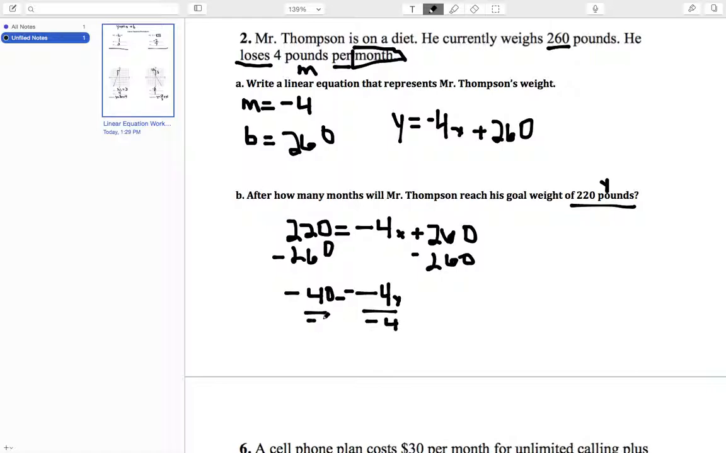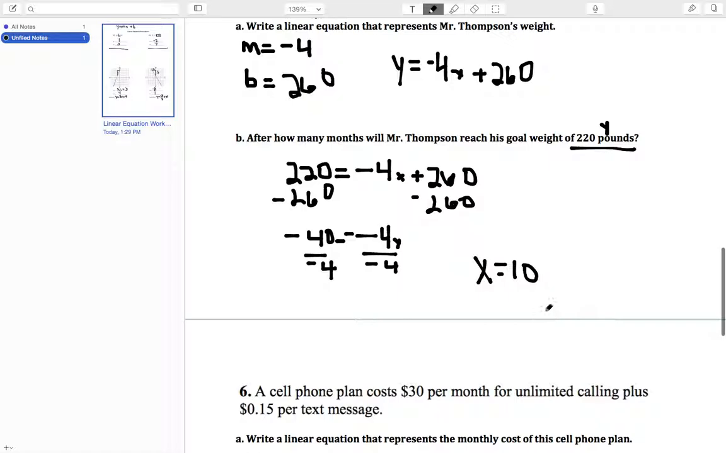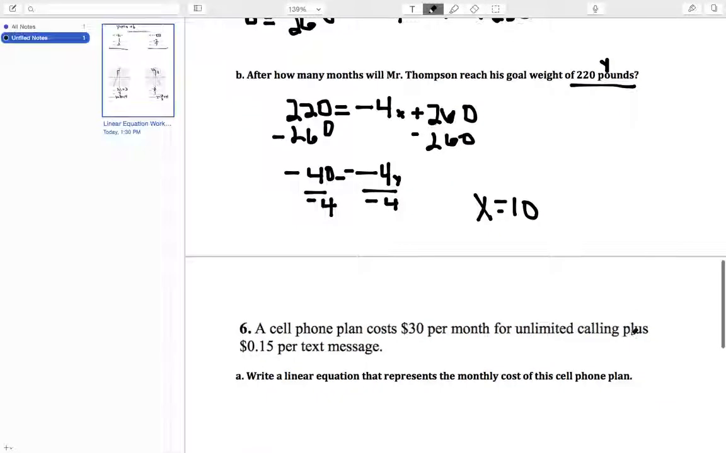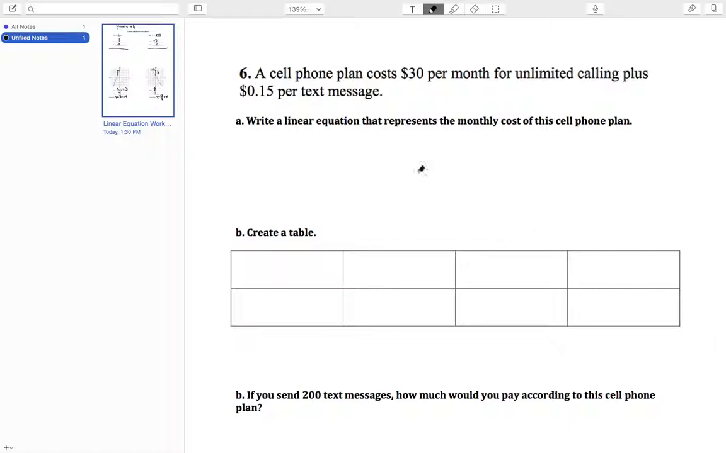And you get your answer of x equals 10. Because you have two negatives here, it cancels out and becomes a positive. And always make sure when you have a problem like this, you write it into words. So make sure you say that 10 weeks to lose or to get to 220 pounds. So 10 weeks. Then you go to your last word problem.